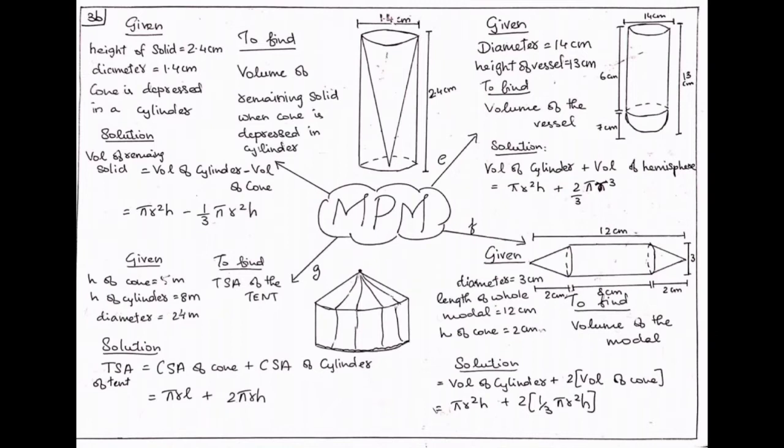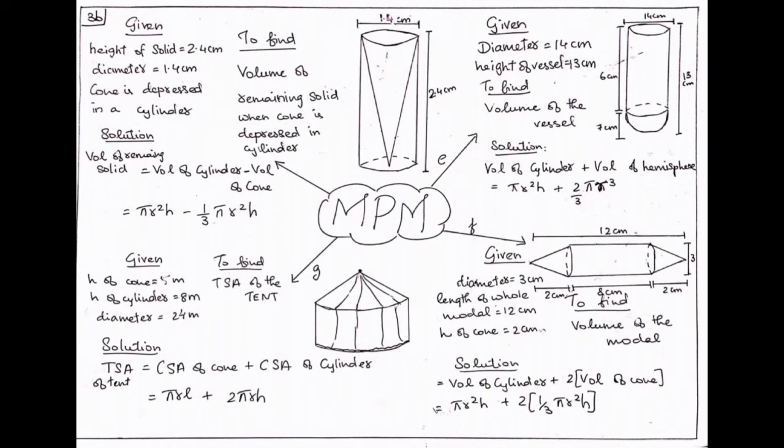Next we have a tent with a height of cone 5 meter and height of cylinder 8 meter, and the diameter is 24 meter, which is the same for the cone and the cylinder. So we have to find the TSA of the tent. For TSA, we have to do CSA of cone plus CSA of cylinder of the tent, which is pi r l plus 2 pi r h.